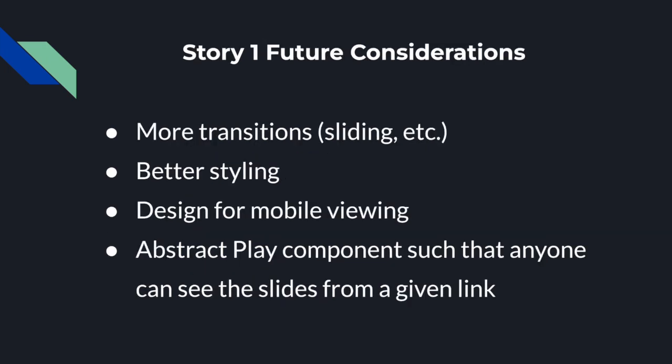For our future considerations for Story 1, we wanted to get more transitions aside from the ones we already have. Right now we're just using the one fade-in transition, but in the future we want to have more transitions so that the user can change which transition they want to use. Another consideration would be better styling for our slides. We kind of cooked with them, but we know that everything can be improved just a little bit, so having better styling in the future, with more updates to make it look more like the CSXL already.